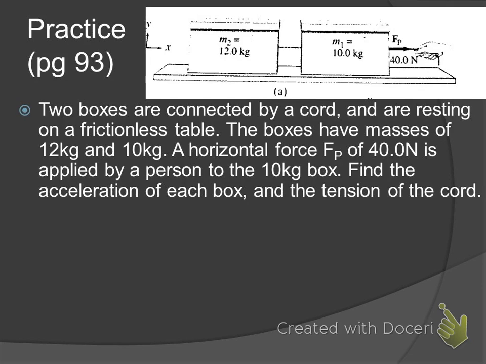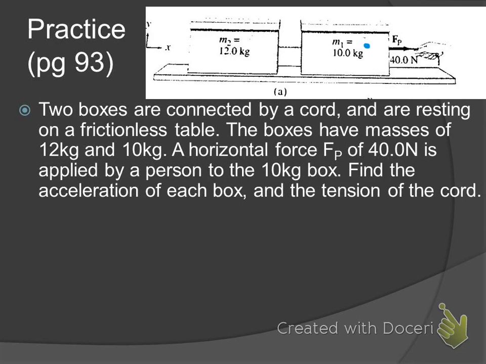So get written down what you need to, and then we're going to start looking at some free body diagrams and some equations that we need to solve for acceleration and tension on each of these objects. Let's start with the object on the right first, our mass 1, or our first object, which has a mass of 10 kilograms.